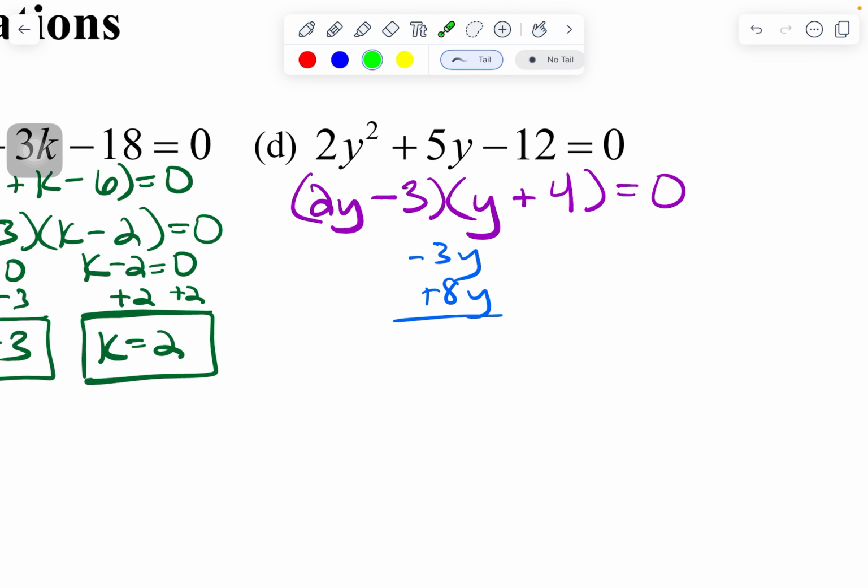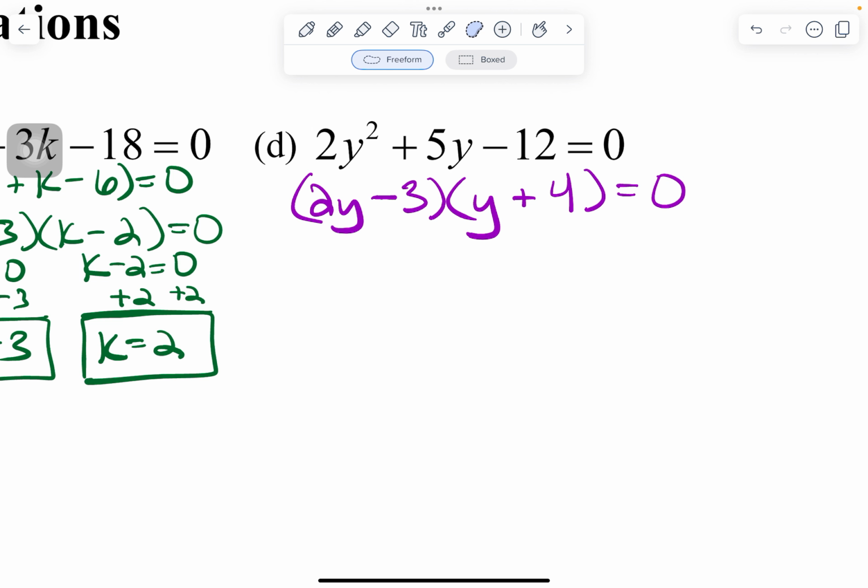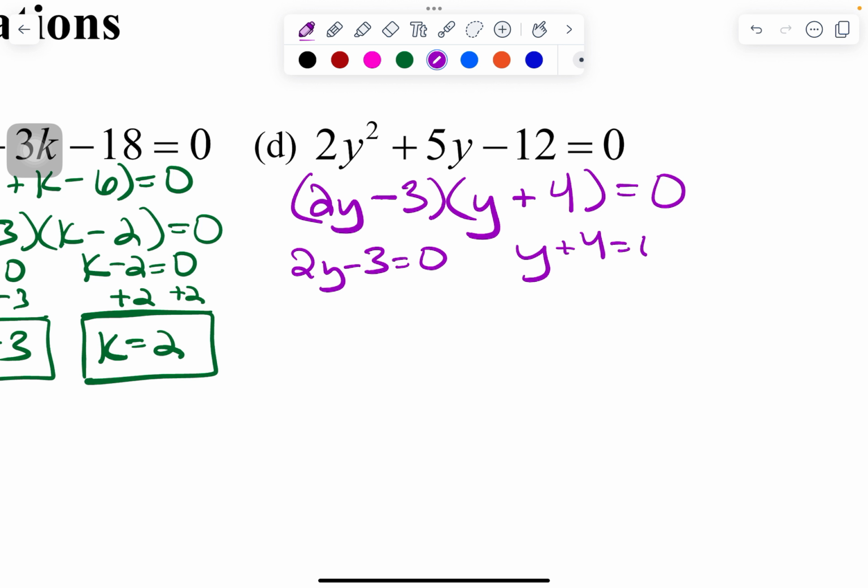When you add those up, when you combine these two, you're definitely getting that 5y. Now, I don't need these. I don't need to show that check, so I'm going to go ahead and delete that. But what I do still need to do is set these factors equal to 0. So 2y minus 3 equals 0, y plus 4 equals 0.